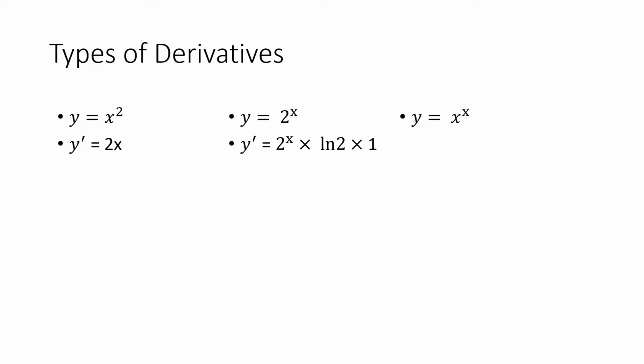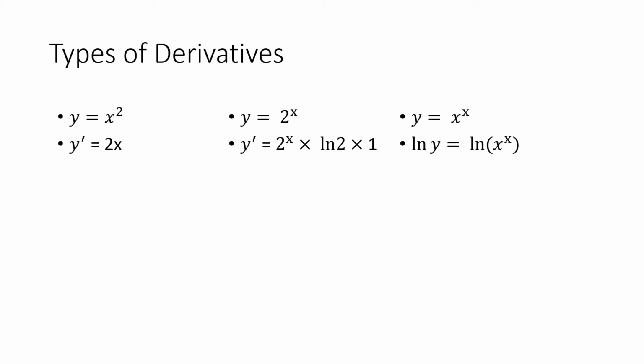Now for the final one, we have y equals x to the power of x, where we have x in both the base and the exponent. And as you can see, we can't use any of the previous strategies we did before to solve for the derivative. So how would we solve for this one? Well, remember how I mentioned logs can be used as a shortcut? We can also apply that here.